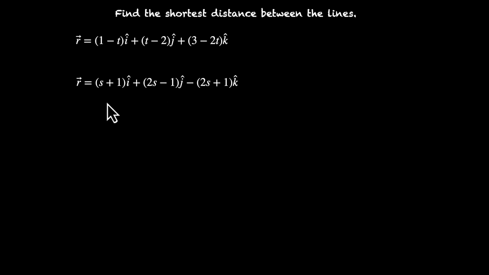Okay. Now if you take a closer look, these lines need some cleanup. They're not directly written in the form of A1 vector plus t b1 vector or A2 vector plus s b2 vector. These variables t and s, they're not separated. They're working with i's, j's and k's. So what we need to do is separate all the t's and separate all the s.